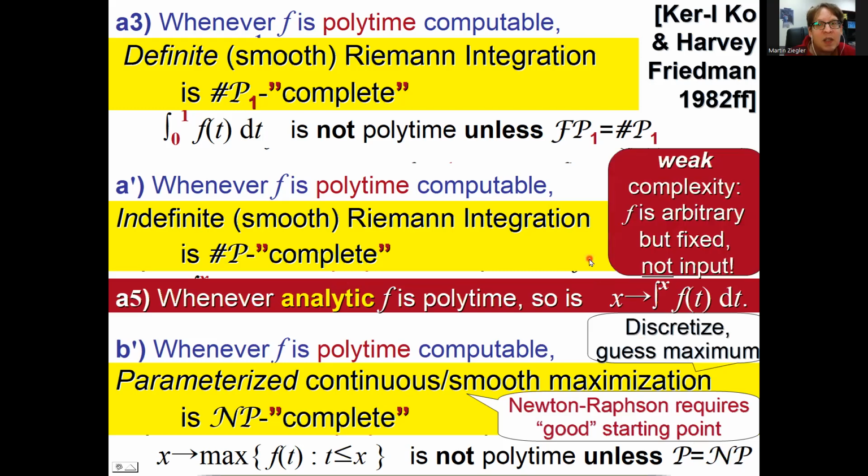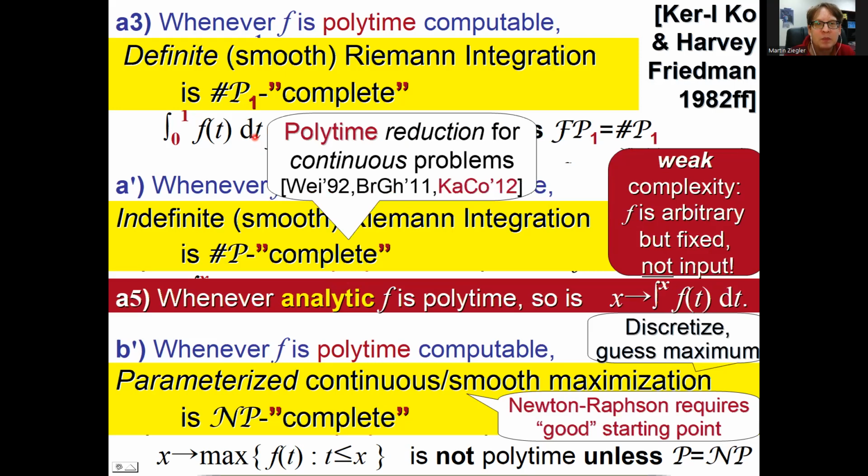And I must emphasize one final time, this is all about weak operator complexity, where the input function is not really presented to a computer, but is arbitrarily fixed. There's no input, and also output is just the resulting function or the resulting real number. Okay, so now we're almost up to speed to talk about differential equations.